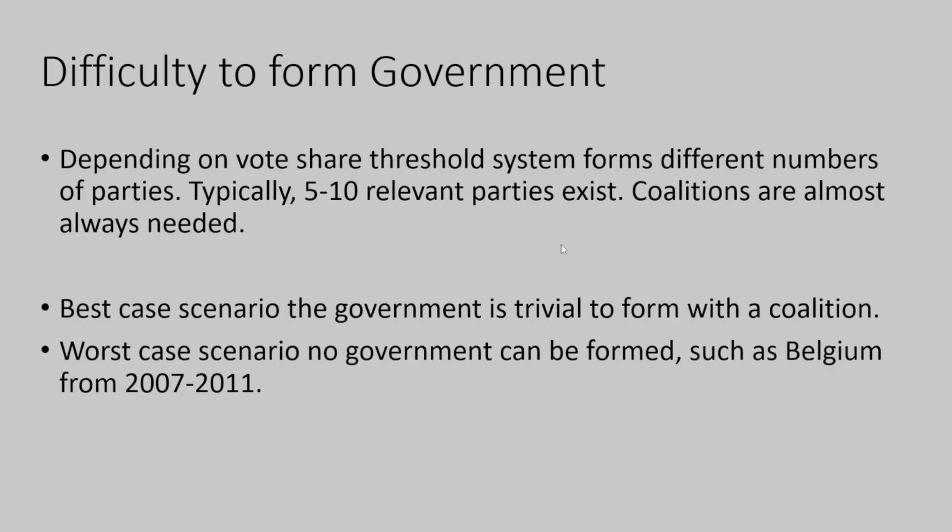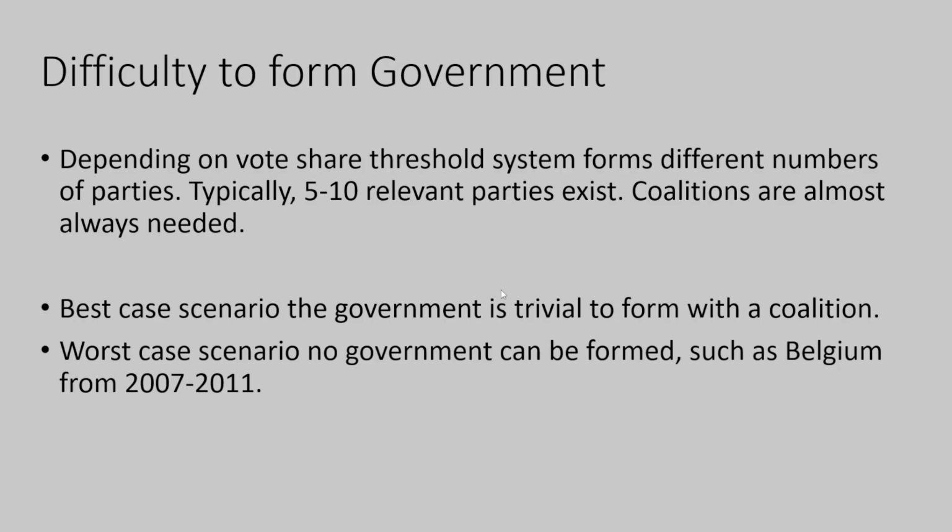So, difficulty to form government. It depends on the exact threshold. Typically, there's 5 to 10 parties. In the case of the Netherlands, I believe there's 17 that had relevant vote shares, that should say. Coalitions are almost entirely needed, though again you have places like Sweden where there's not really a formal government coalition because of how their confidence rules work in their government, but again, it is what it is.